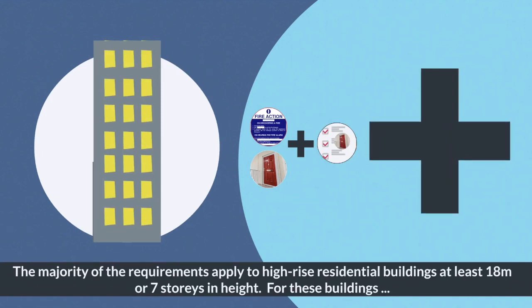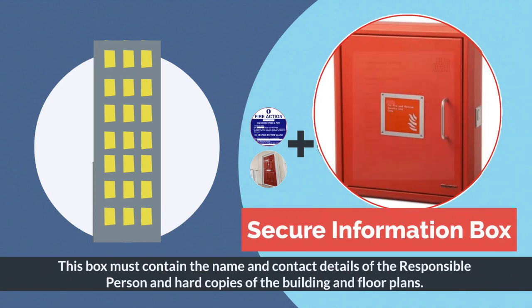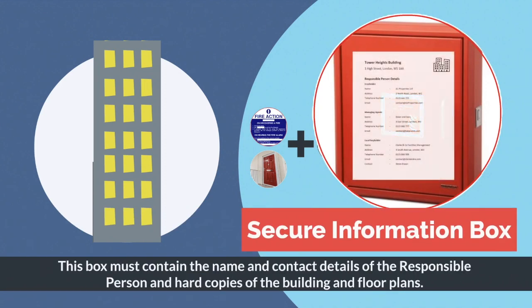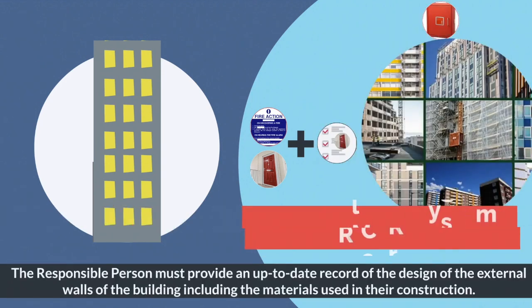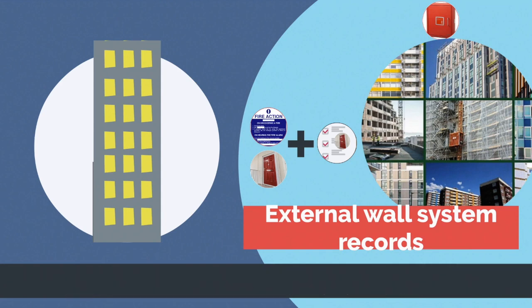The majority of the requirements apply to high-rise residential buildings, at least 18 meters tall or 7 stories in height. For these buildings, the responsible person must install and maintain a secure information box for their building. This box must contain the name and contact details of the responsible person, and hard copies of the building and floor plans. The responsible person must provide an up-to-date record of the design of the external walls of the building, including the materials used in their construction.